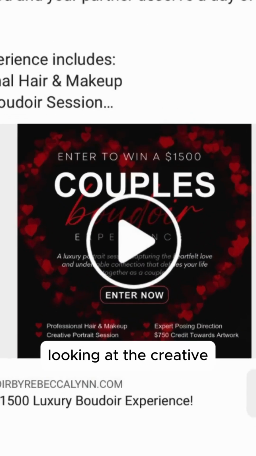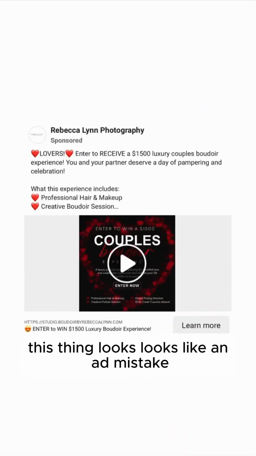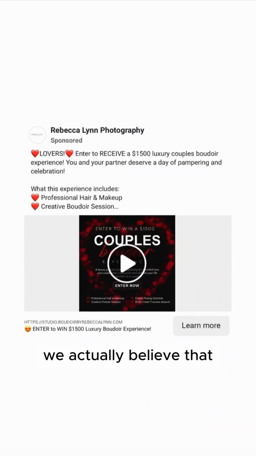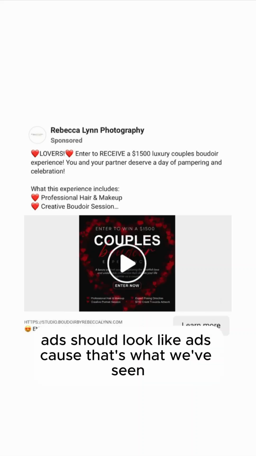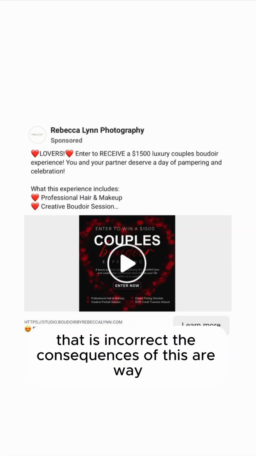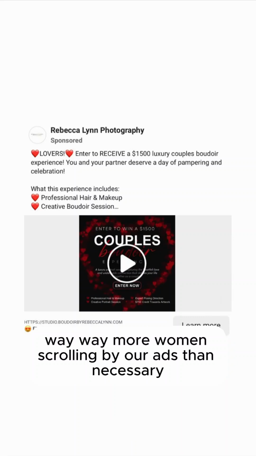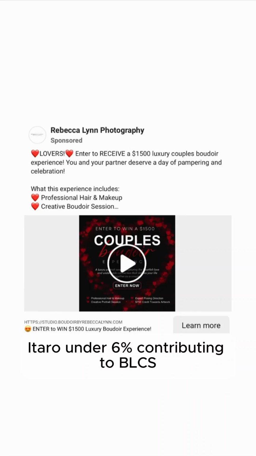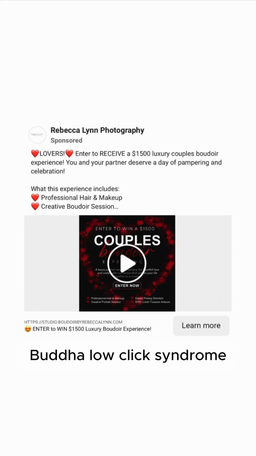Looking at the creative, this looks like an ad mistake. The false belief that caused us to make this mistake is we actually believe that ads should look like ads because that's what we've seen. Other ads on Facebook look like ads, and other Boudoir Facebook ads look like ads. That is incorrect. The consequence of this is way more women scrolling by our ads than necessary, pulling our unique CTR under 6%, contributing to BLCS, Boudoir low click syndrome.